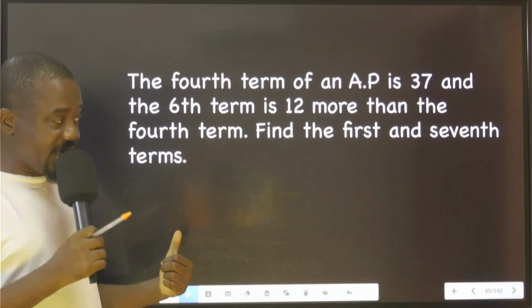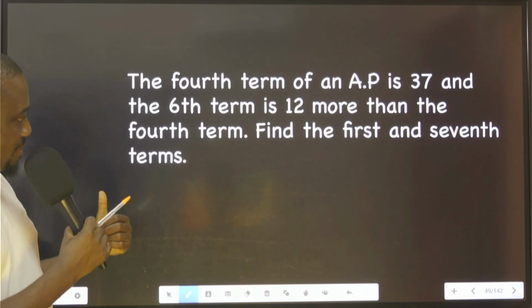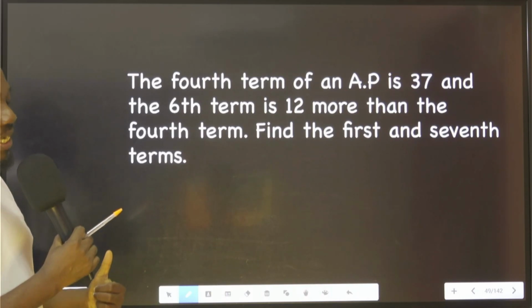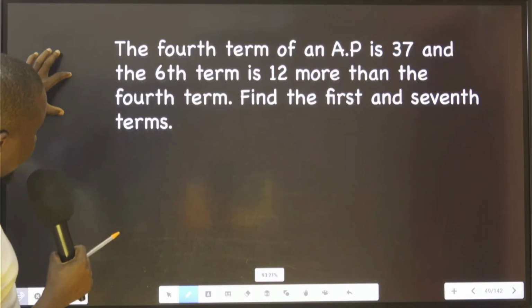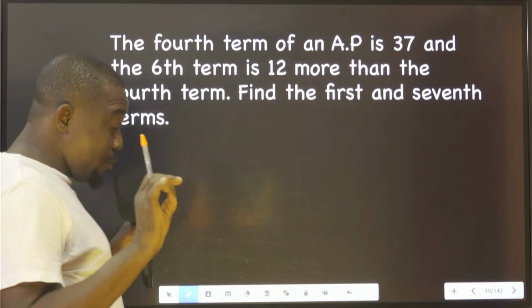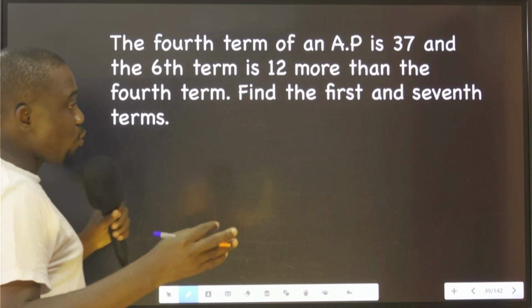Let's look at this. It says the fourth term of an AP is 37 and the sixth term is 12 more than the fourth term. Find the first and seventh term. This will lead us to a simultaneous equation from observation and from what we have seen so far.